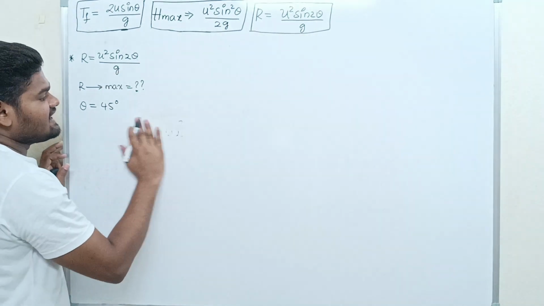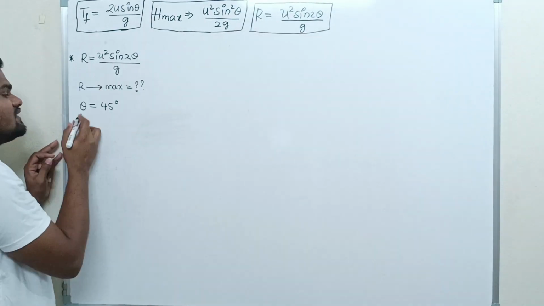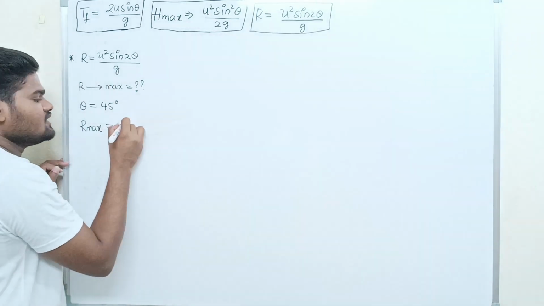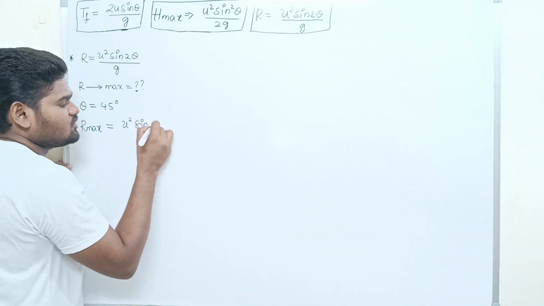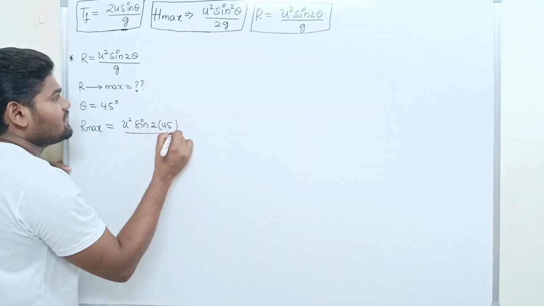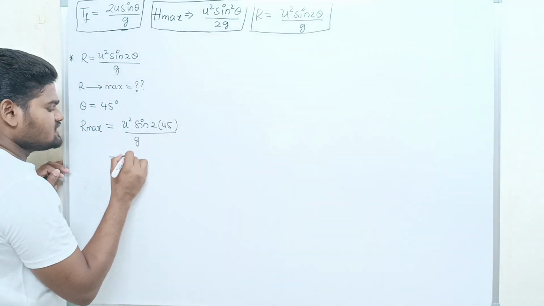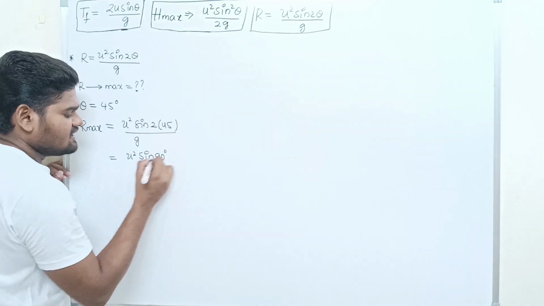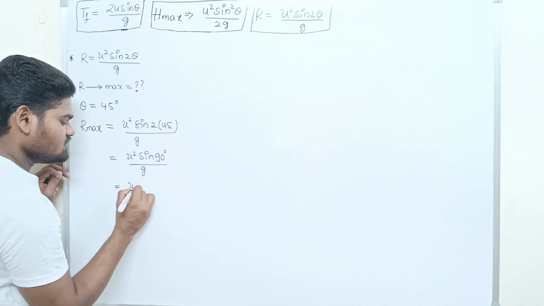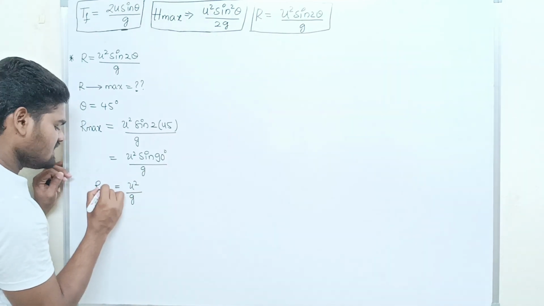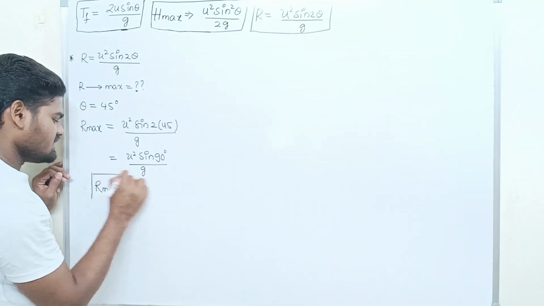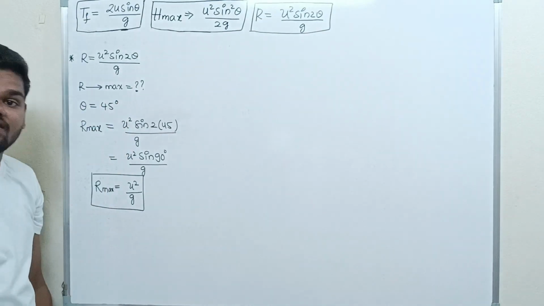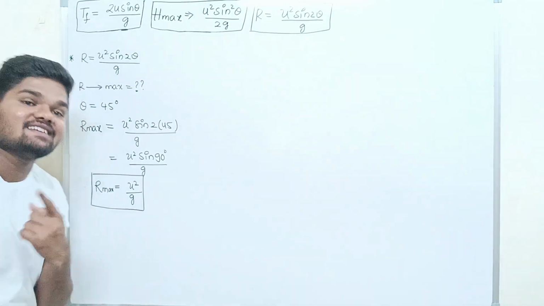So if you substitute theta equal to 45 degrees, then you will get the range maximum. So R maximum is equal to u square sine 2 into 45 divided by g, which is u square sine 90 degrees divided by g, so that is equal to u square by g. What is this? Range maximum. So when the range becomes maximum, theta is equal to 45 degrees. Are you getting? Okay, right.